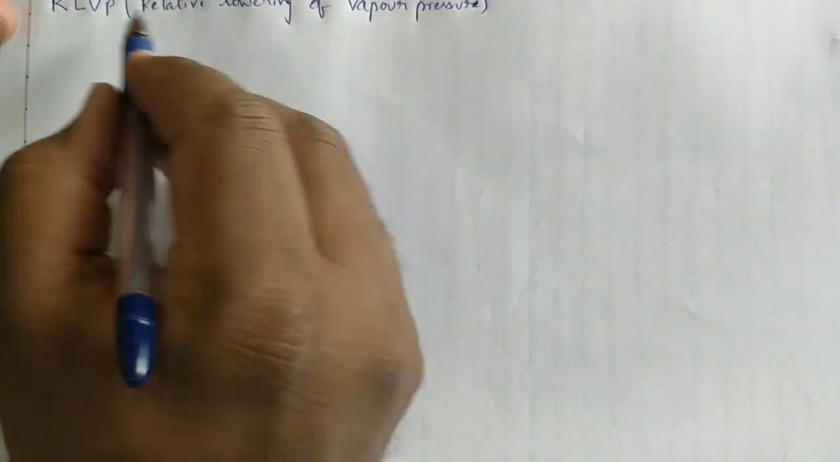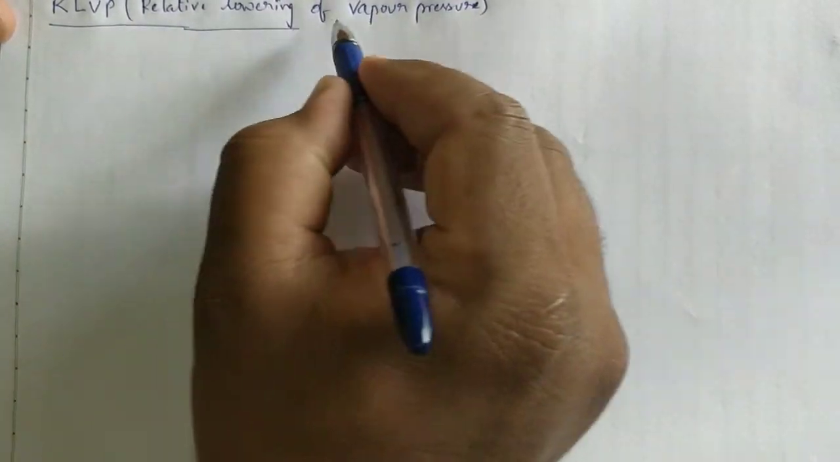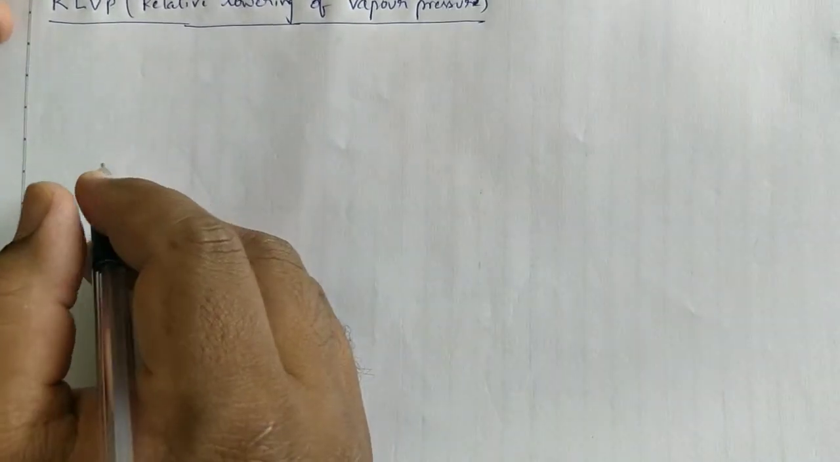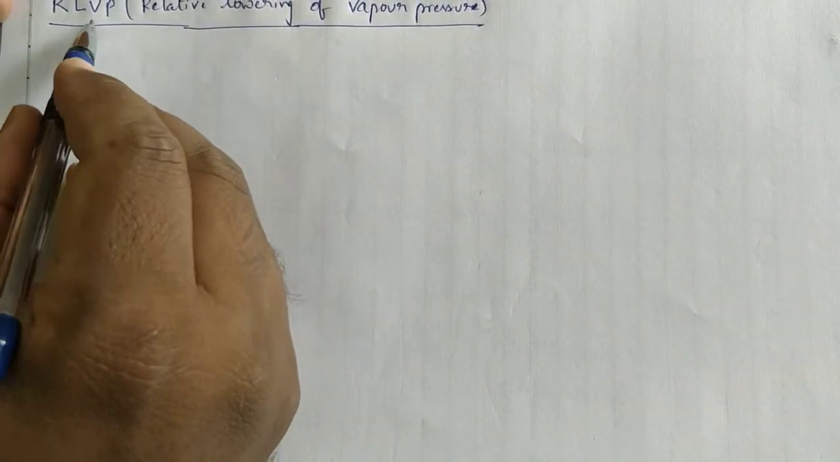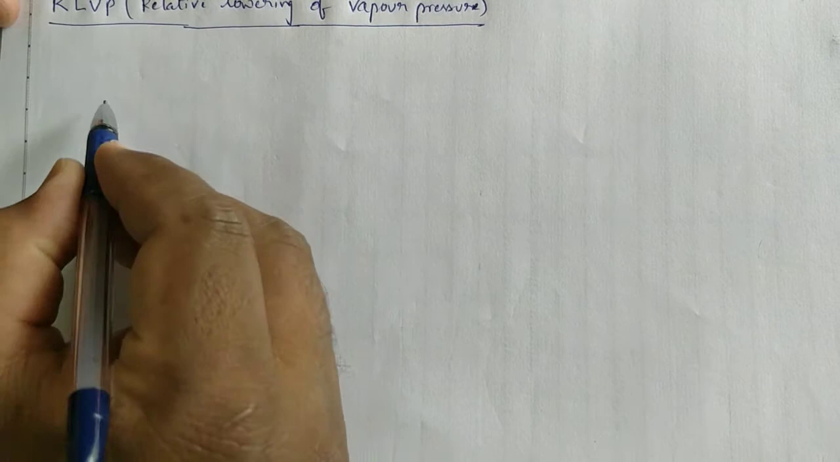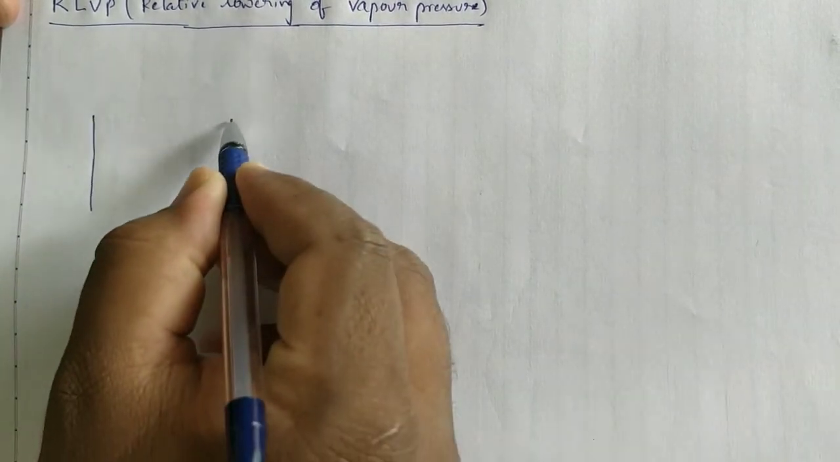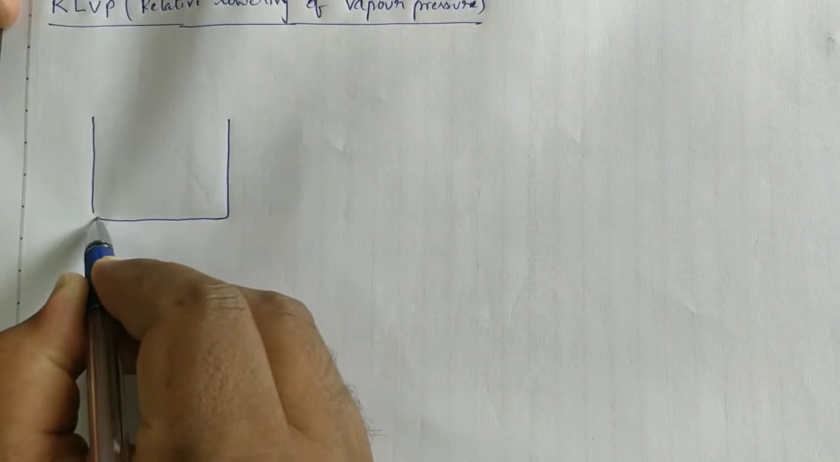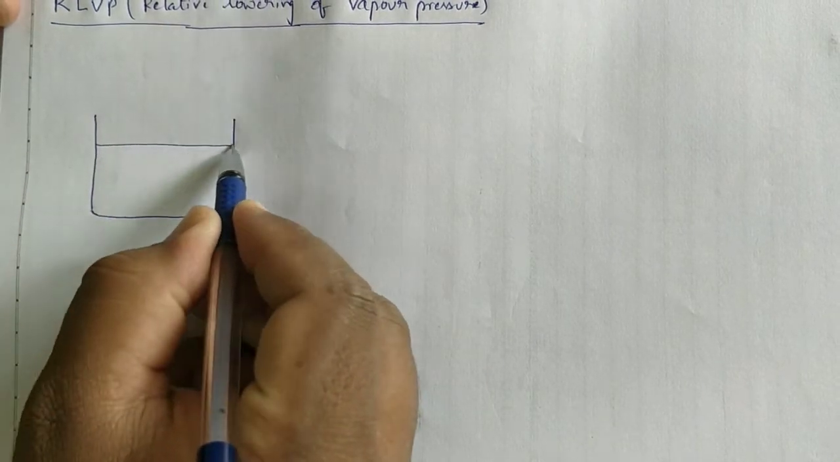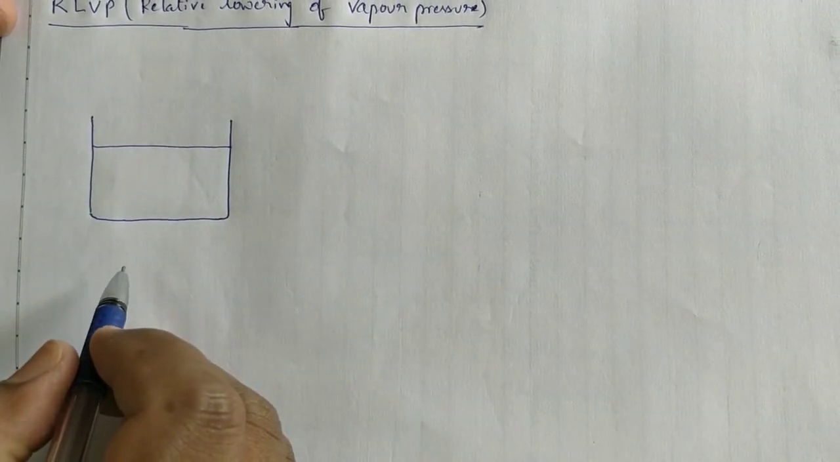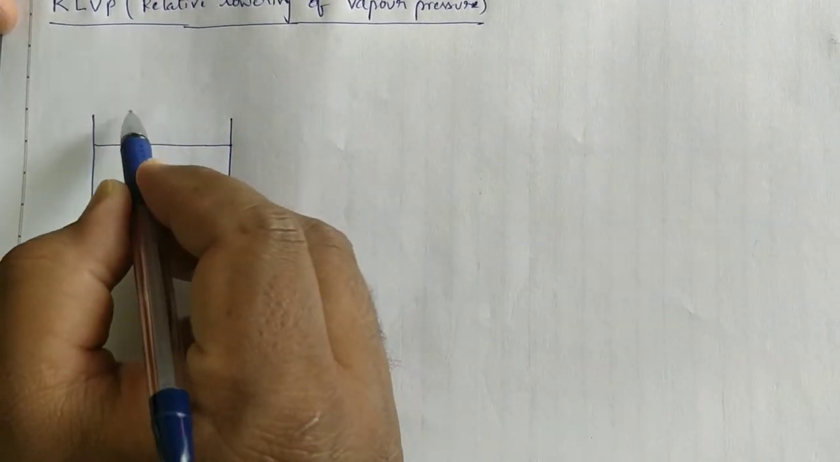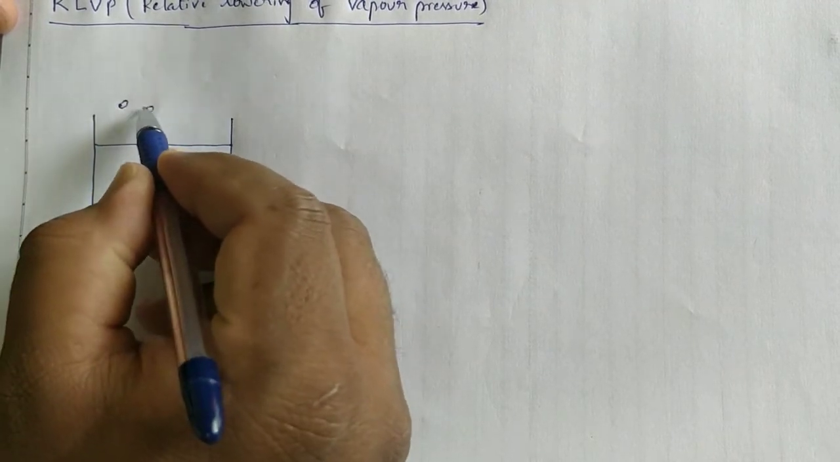Okay, before going to this relative lowering of vapor pressure, let us consider the concept of vapor pressure once again. I have taken some amount of pure solvent at a particular temperature, and I observe that slowly its vapor pressure increases.